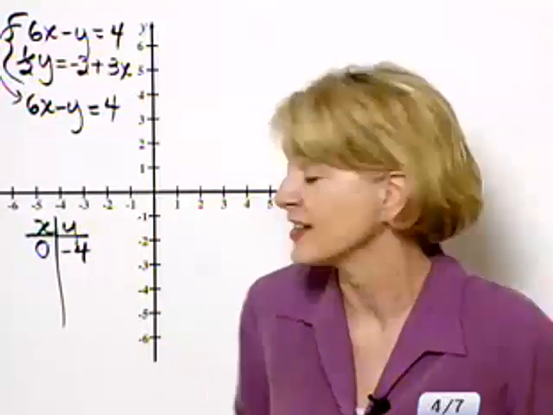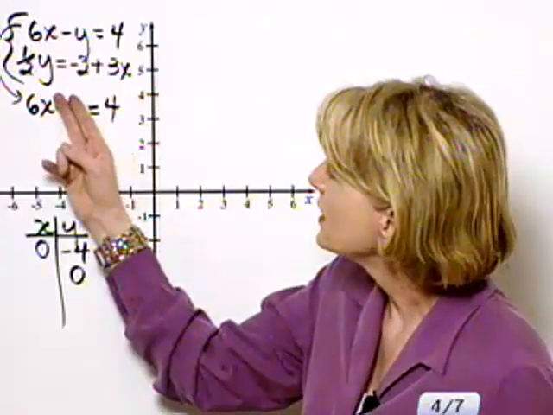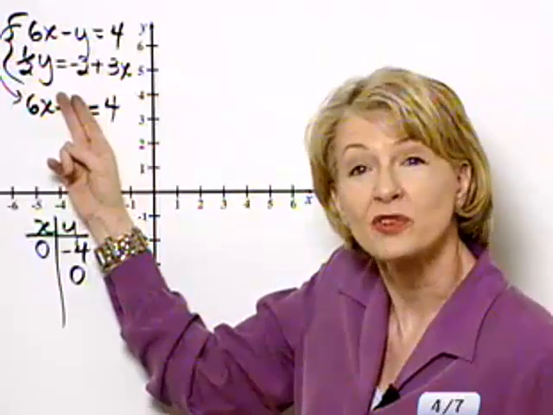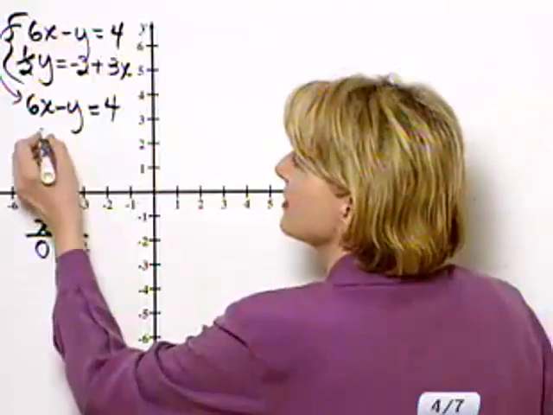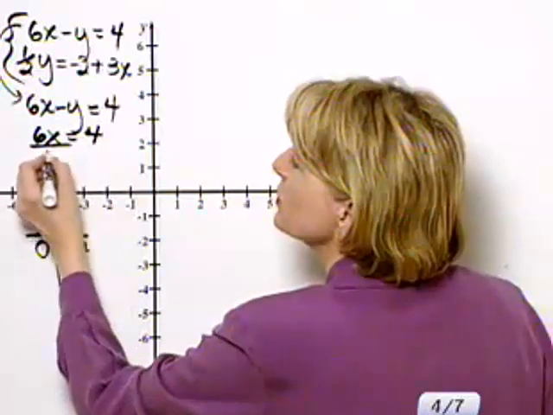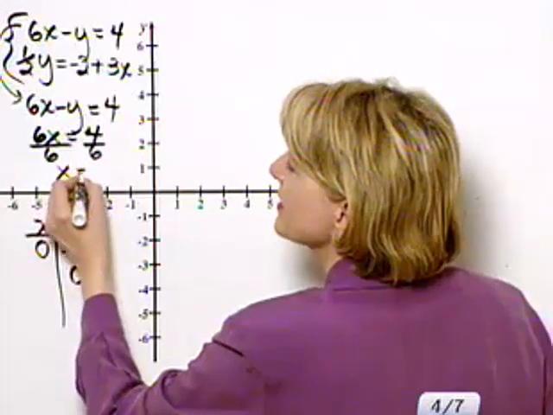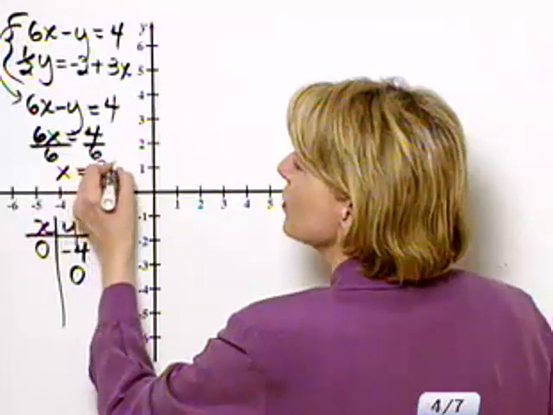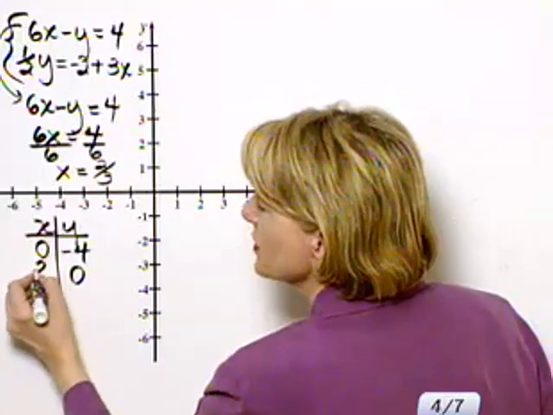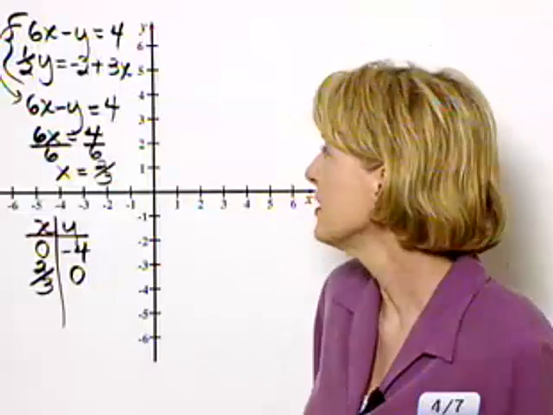What if y is 0? Well, if y is 0, then I'm solving 6x equals 4. Divide both sides by the coefficient of x, which is 6, and x is 4 over 6, or 2/3 simplified.